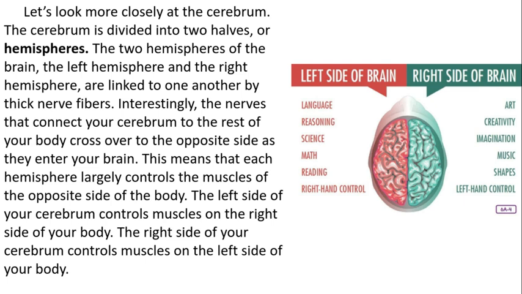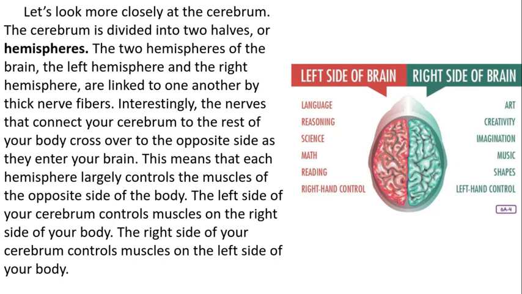Let's look more closely at the cerebrum. The cerebrum is divided into two halves or hemispheres. So you can see the left and the right, they're different colors. All right, the axis of the brain would be the middle part, right? Remember, an axis goes through the center of an object, dividing it into two parts or hemispheres. The two hemispheres of the brain, the left hemisphere and the right hemisphere, are linked to one another by thick nerve fibers.